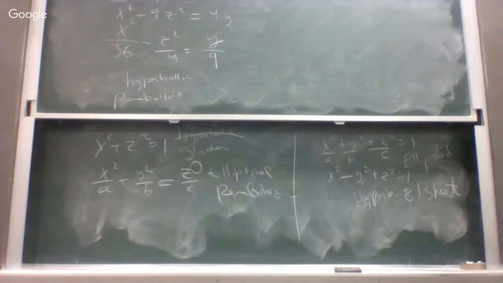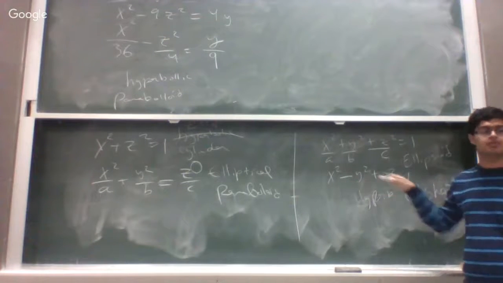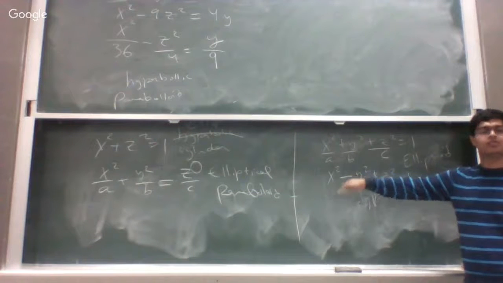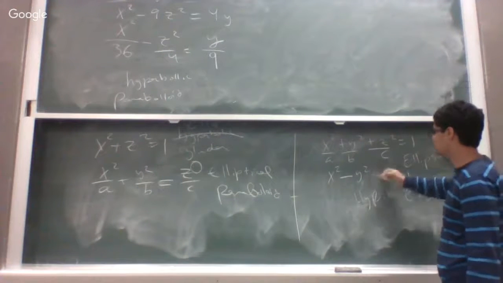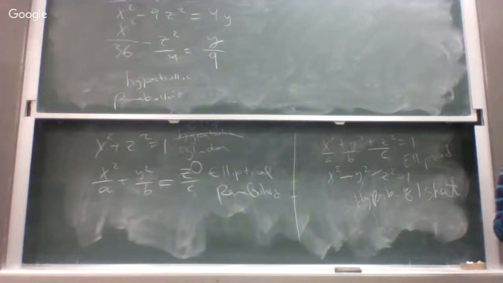Did you guys see that? There is a minus sign, so we know it's not an ellipsoid. And since there's one minus sign, it's a hyperboloid of one sheet. If there's two minus signs, it's a hyperboloid of two sheets.